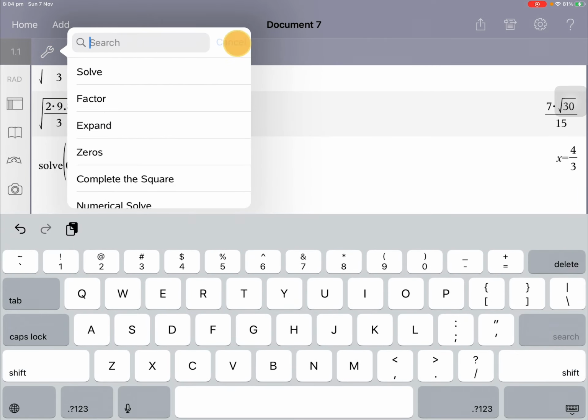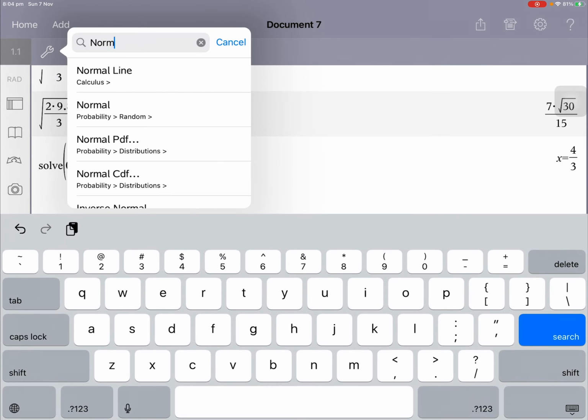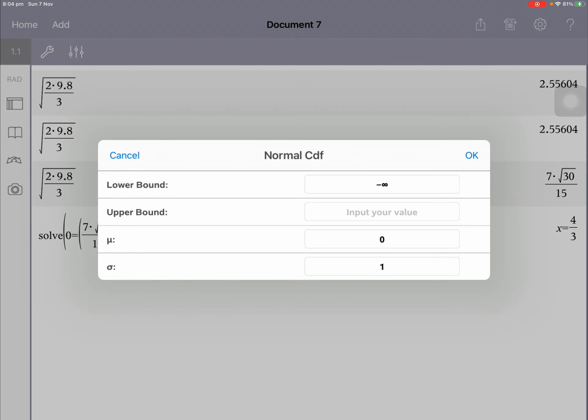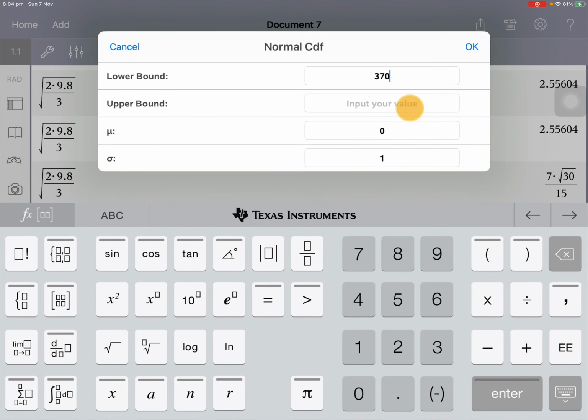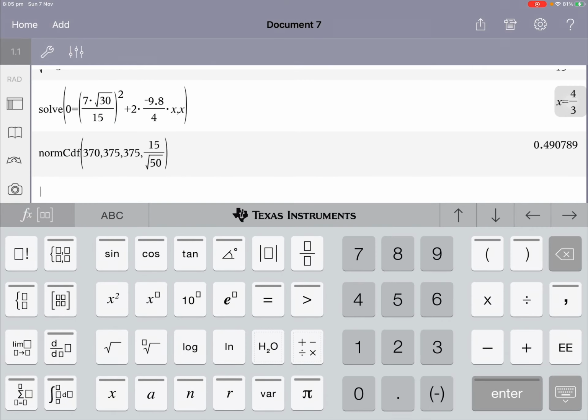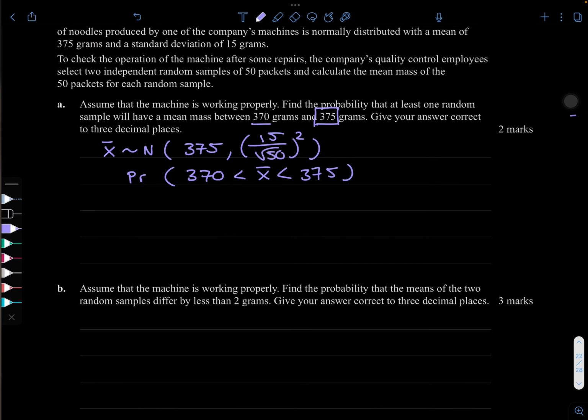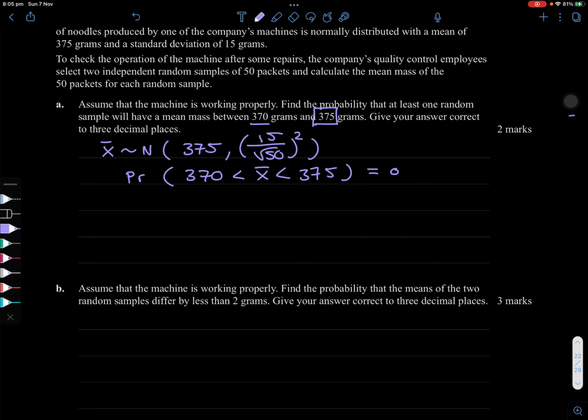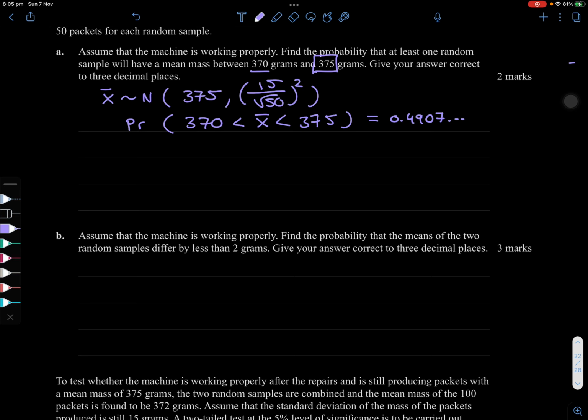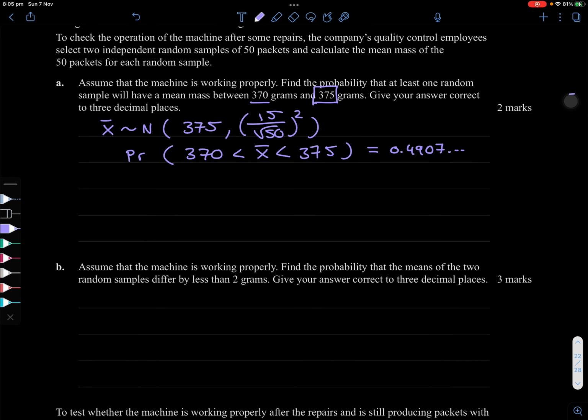We go normal CDF. The lower bound is going to be 370. The upper bound is going to be 375. The mean is 375 as our thing showed. And then our standard deviation was 15 on root 50, I believe. And that gives us a probability of 0.4907. Obviously use your full answers or use your full decimal places for that.